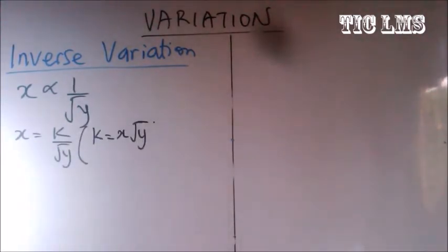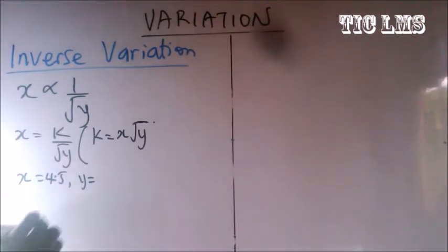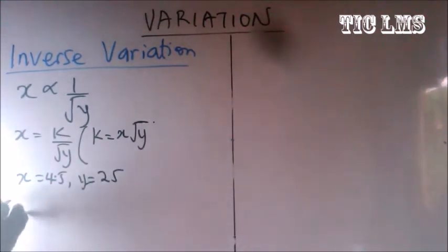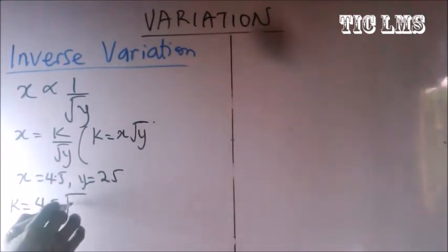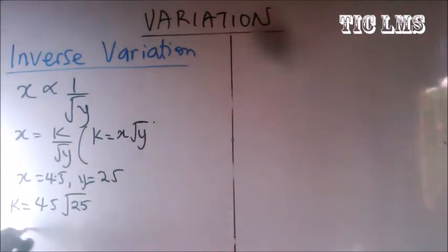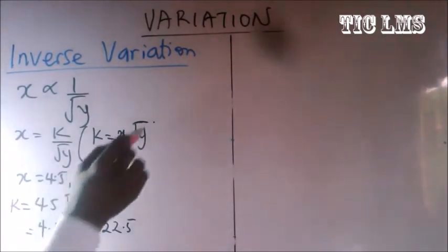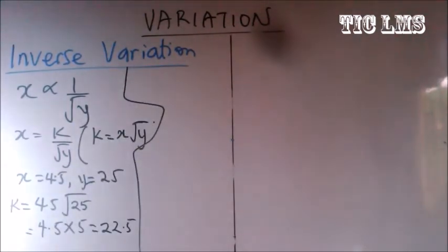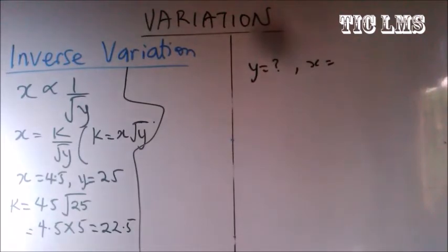Now we're told that x equal to 4.5, then y equal to 25. So we are looking for the value of k. Hence k equal to 4.5 multiplied by the square root of 25. So we have 4.5 multiplied by 5, and that leaves us with 22.5. So we have the value of our k to be 22.5. We're now told that we should find y when x equal to 15.